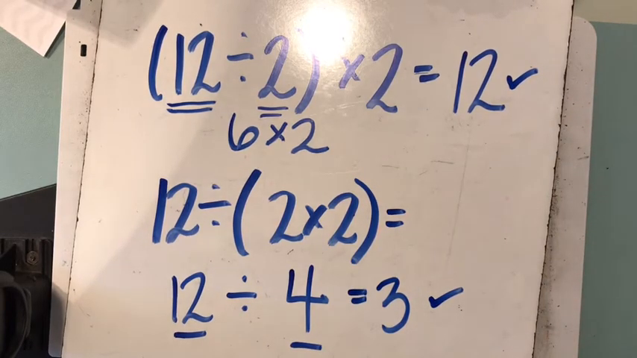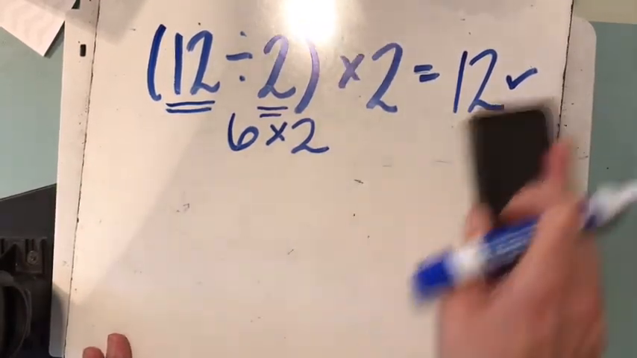They are not the same. So this does not work, right? This is not the associative property. It only works if you're multiplying all the numbers together or you're adding all the numbers together. And you can move the parentheses side to side and it doesn't matter. It will still give you the same total.